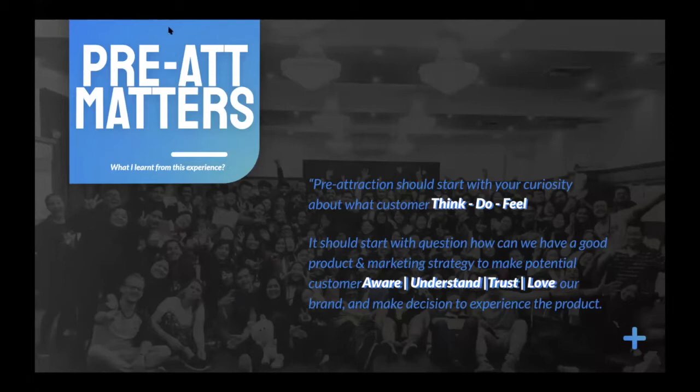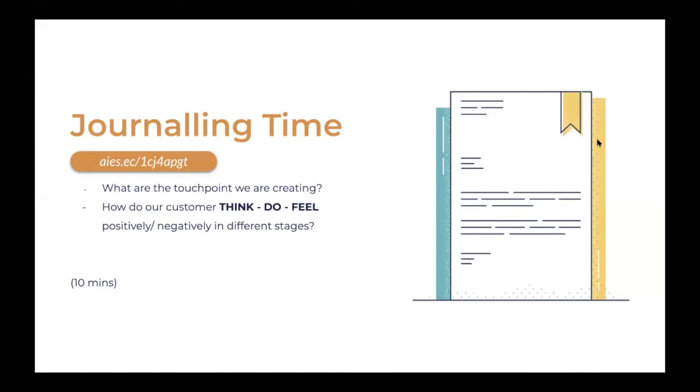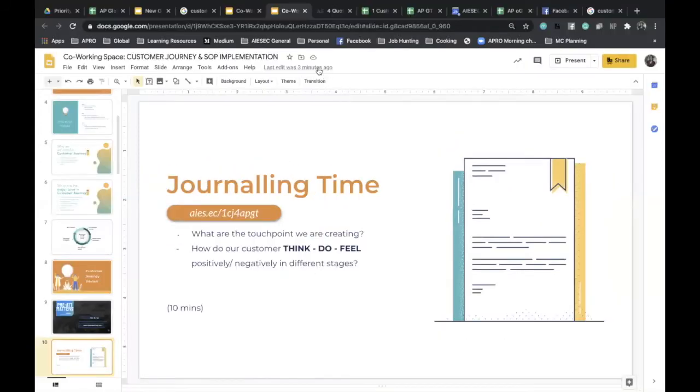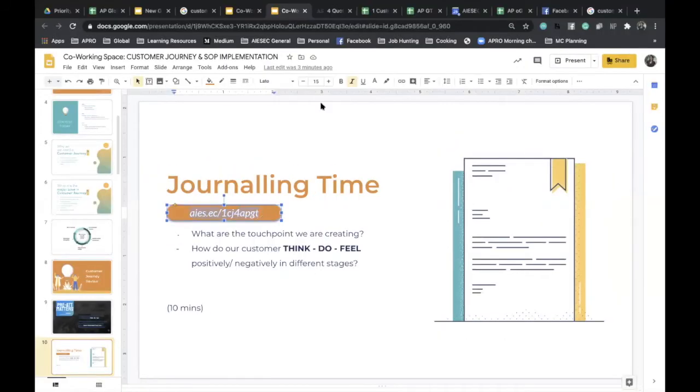Okay, so I want you to remember these three words: think, do, and feel. Today, when we're doing our customer journey mapping, we will revolve around these three things to decide whether our customer is satisfied with our experience or not. So here, we're going to have some journaling time. This is the link. I will share it with you, okay? So you can go to the link.